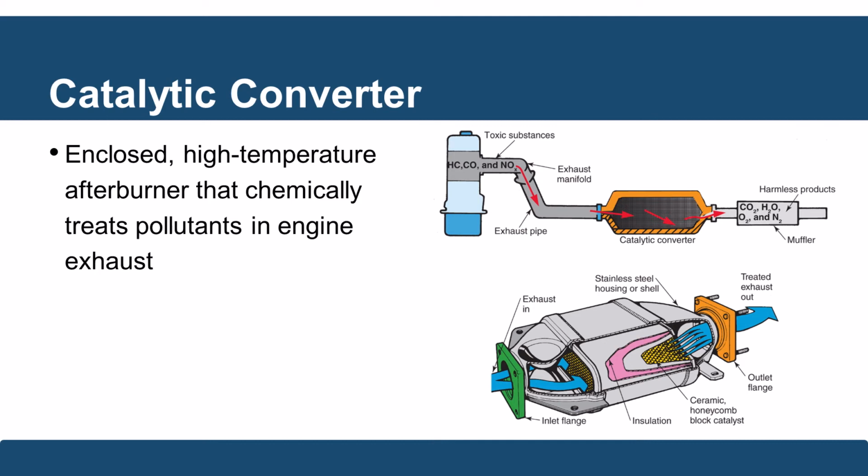All right, the next item up here is the catalytic converter. This is enclosed inside this high temperature afterburner that chemically treats pollutants. So there are some precious metals inside this unit, and they're designed to react with the chemicals passing by it. That helps us basically scrub the air, more or less. We're going to clean up the air that we're actually going to let out the tailpipes.